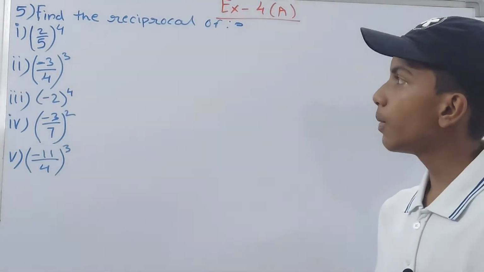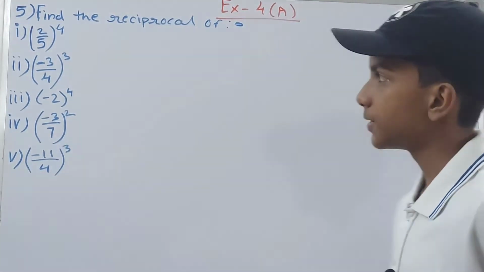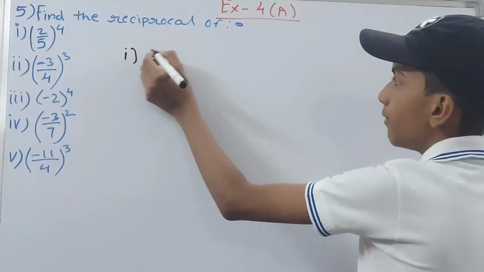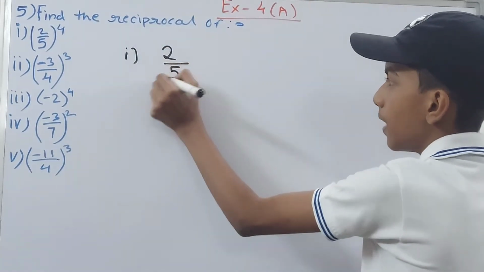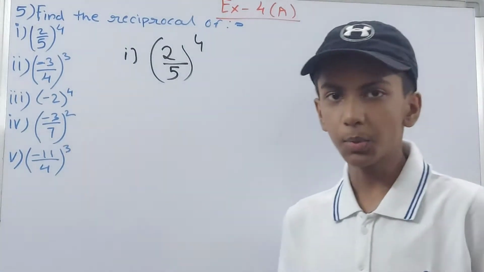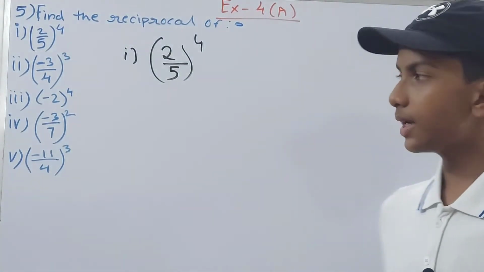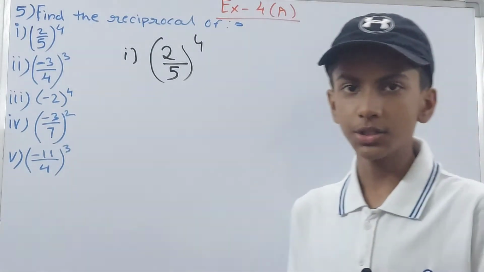First up is 2 upon 5 to the power 4. So our exponent is 4 here. This is our first part. We have a fraction 2 upon 5, which has 4 as the exponent. We will not touch the exponent in any case. The exponent will be as it is.